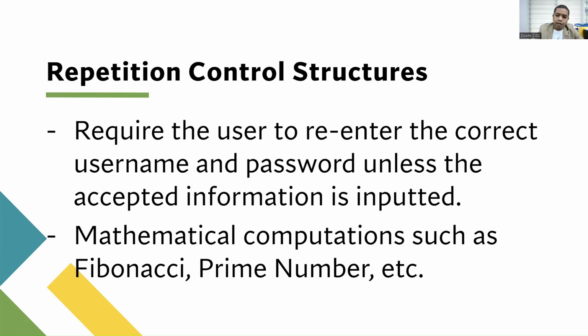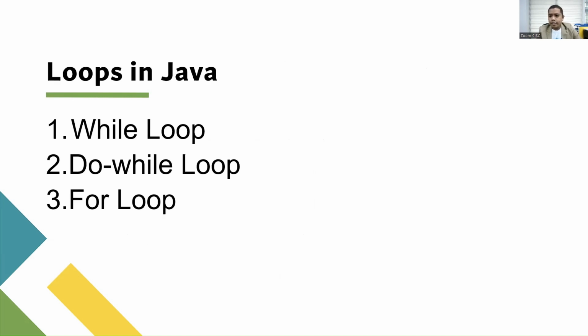Another is mathematical computations. One of the most common, the most popular in terms of learning loops in programming basics, is the Fibonacci series. At the same time, there is solving for prime numbers and similar mathematical computations. This is just some of the problems that can be solved using loops, or the repetition control structure. Now, in Java, we have 3 basic loops that we can use.